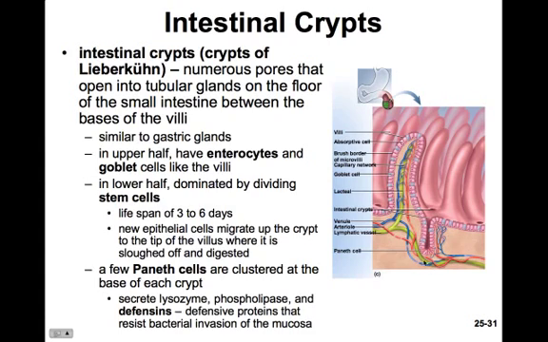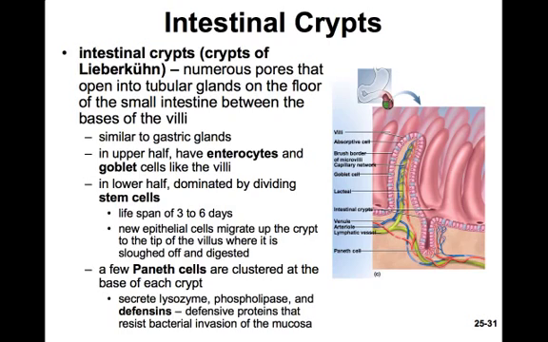The lifespan of a cell is about 3 to 6 days. So new epithelial cells will migrate up out of the crypt, and they'll be pushed all the way to the top of the villi within 3 to 6 days. There, they're sloughed off, and then they'll be digested, just like any other material that passes through the small intestine.